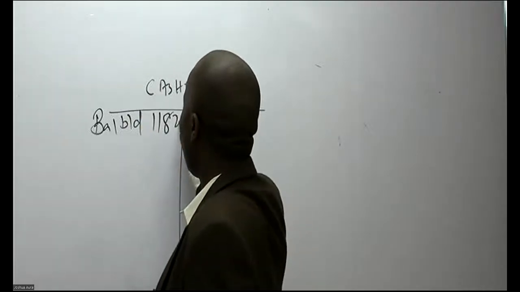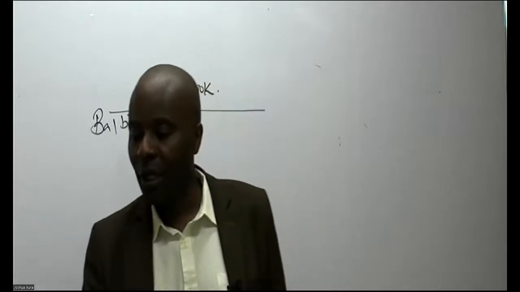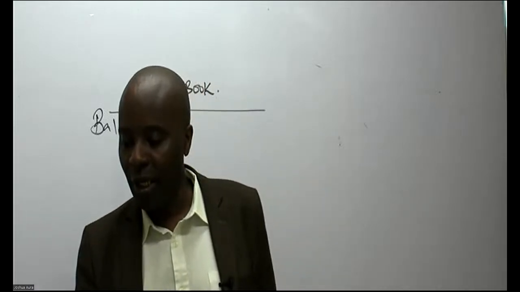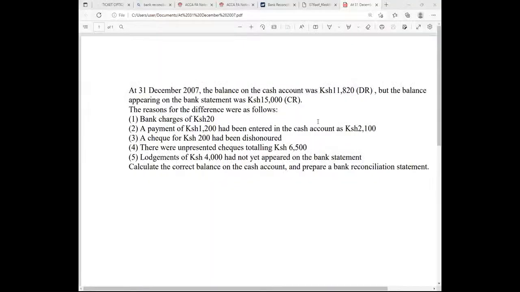Great. Now, from there, we are told the next thing is that we had some bank balance. But the balance appearing on the bank statement, which will come later, was 15,000. So you can see there's a discrepancy between the two. The reasons for the difference, so this figure I'll pick it later, were as follows.